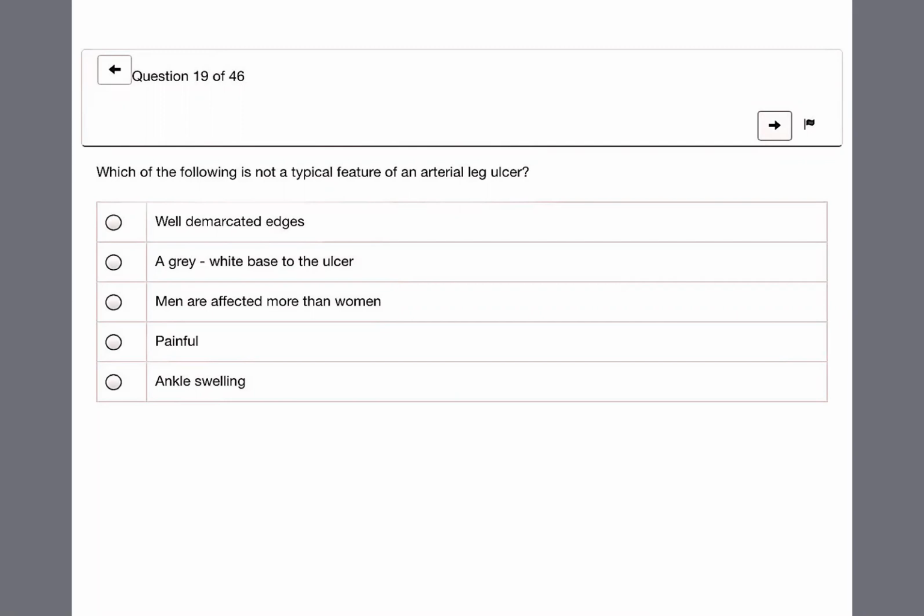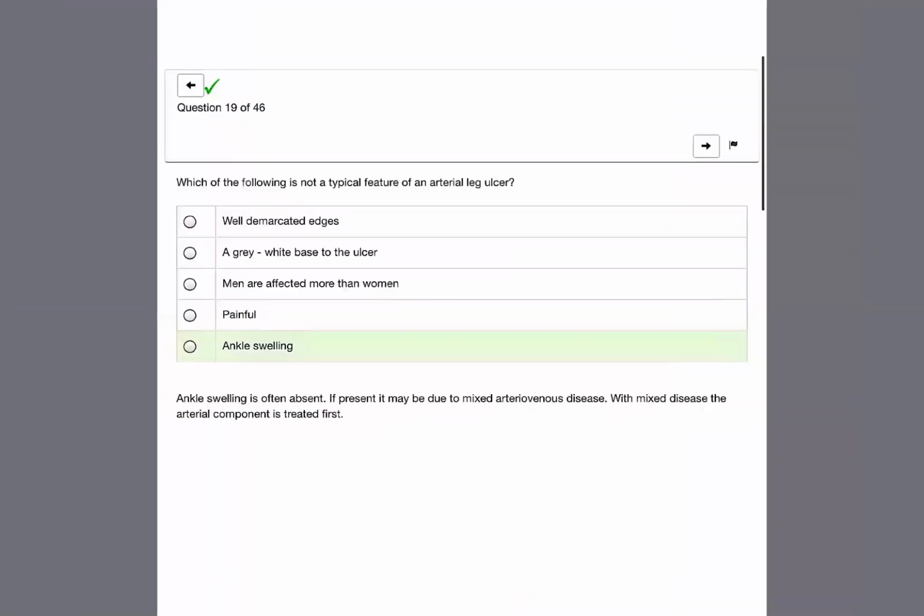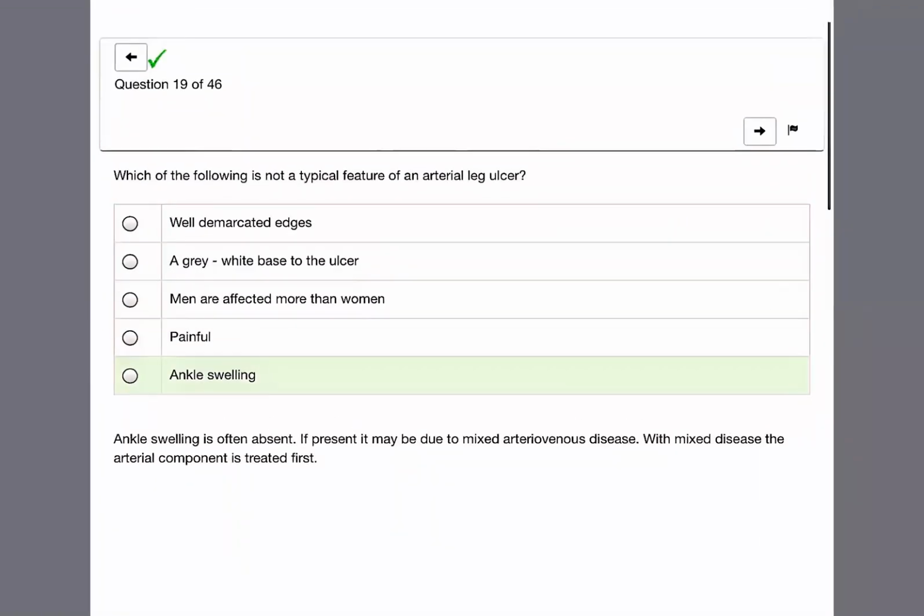Exactly. Arterial leg ulcer is due to ischemia; venous ulcer... So ankle swelling is very common with venous ulcer because it is a drainage problem. Okay, simple question. Next one.